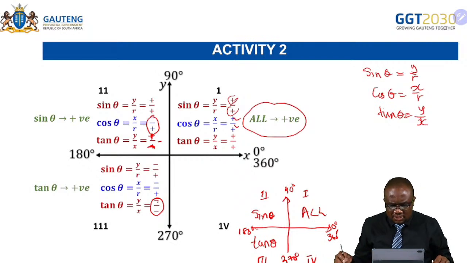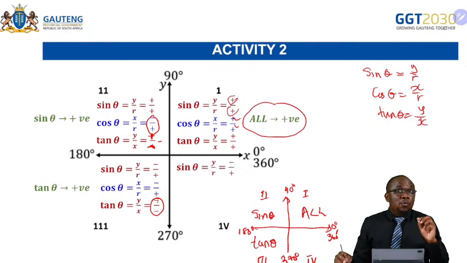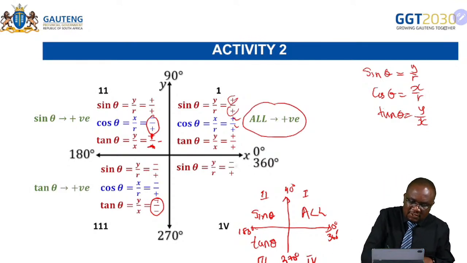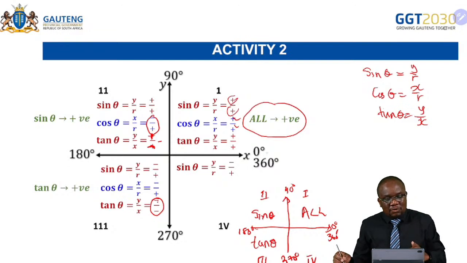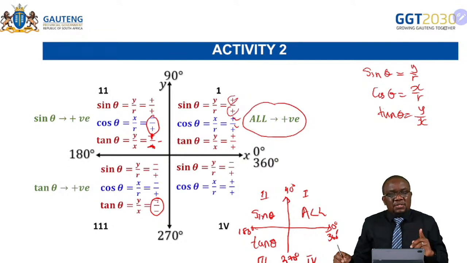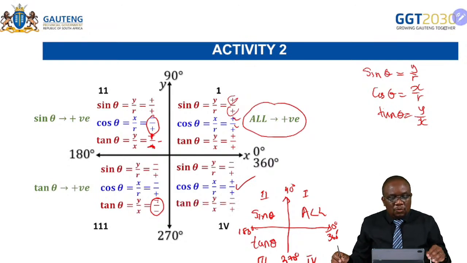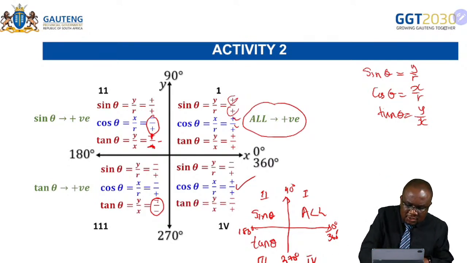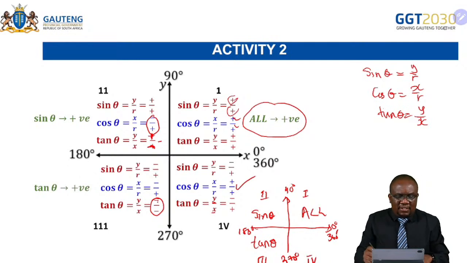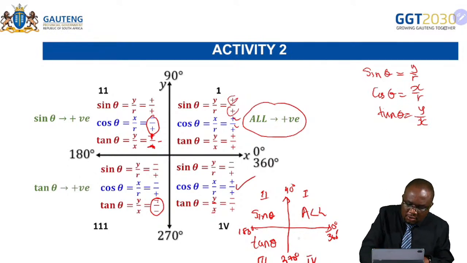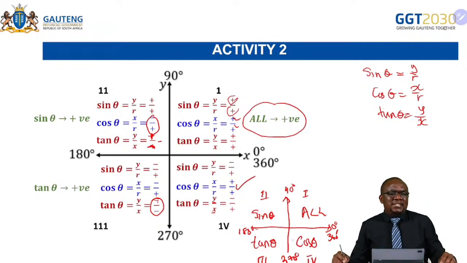Let's check. Sine theta is y over r. Y is negative, r is positive, so it's negative over positive, which is negative. So sine theta is negative in quadrant 4. Cos theta, x is positive, r is positive, so cos theta is positive in quadrant 4. But tan theta will be negative in quadrant 4 because y is negative and x is positive. You see that? So in quadrant 4, only cos theta is positive. The other two are negative.